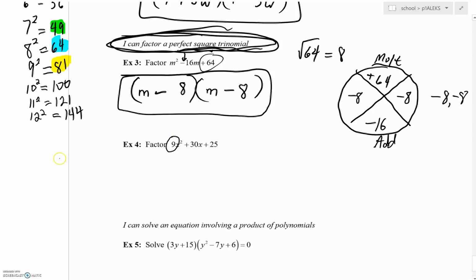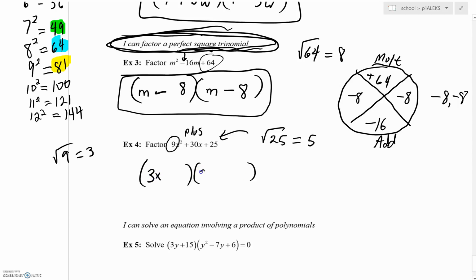Take a look at this 9. What's the square root of 9? Well, it's a 3. Then take a look at this 25. What's the square root of 25? Well, it's a 5. And we have a plus in the middle. So we're going to have the same exact parentheses if it's a perfect square trinomial. We'll have a 3 and an x, mind you. We have to have a 3x times 3x to get a 9x squared. Here we could put in a 5 and a 5, but because this is all addition, we don't have to worry about anything else. The parentheses will be identical.